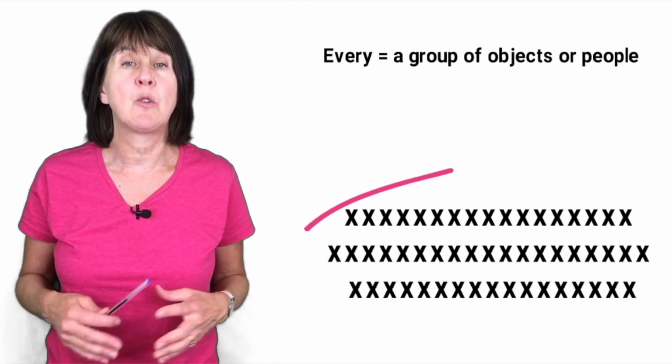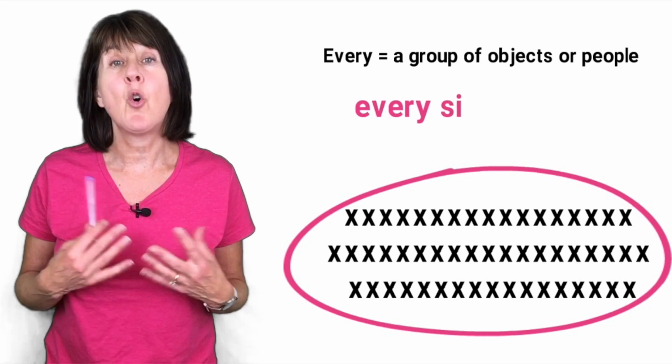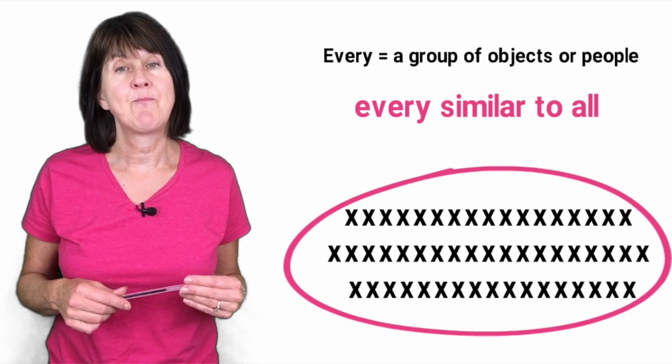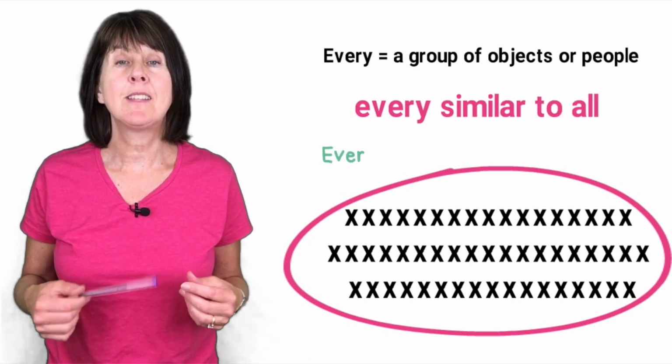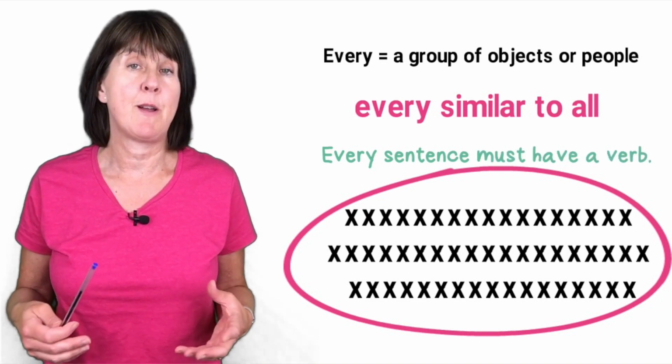While the term every refers to a group of objects or people lumped together as one, the meaning is similar to all. For instance, every sentence must have a verb. This means all the sentences must have a verb.